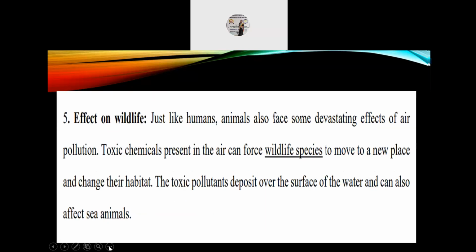Number 5, effect on wildlife. Just like humans, animals can also face some devastating effects of air pollution. Toxic chemicals present in the air can force wildlife species to move to a new place and change their habitat. The toxic pollutants deposit over the surface of the water and can also affect the sea animals.